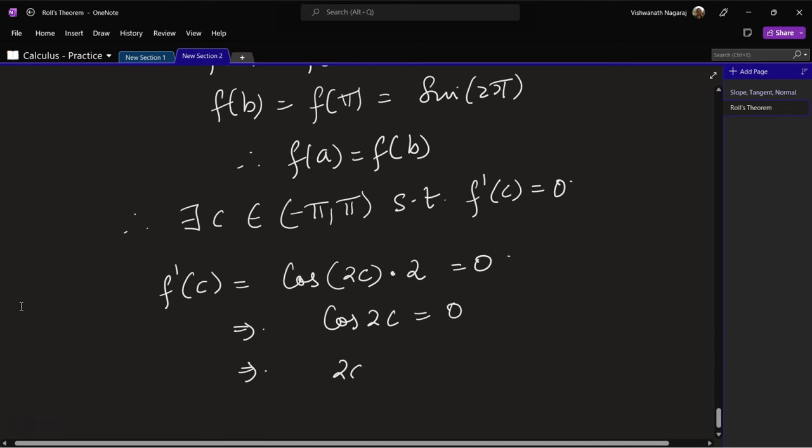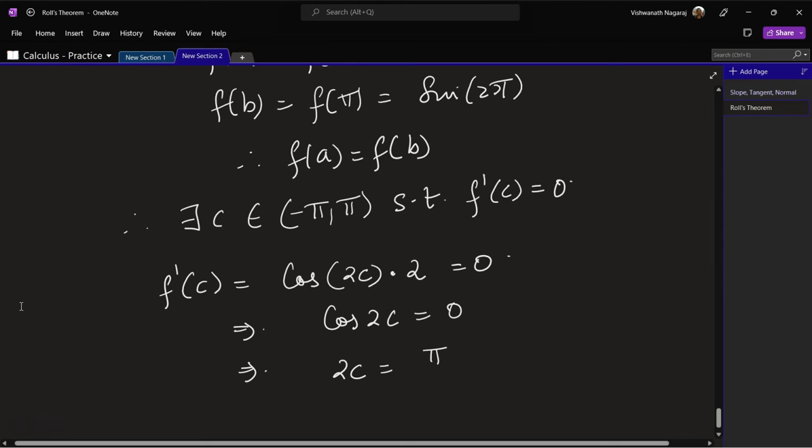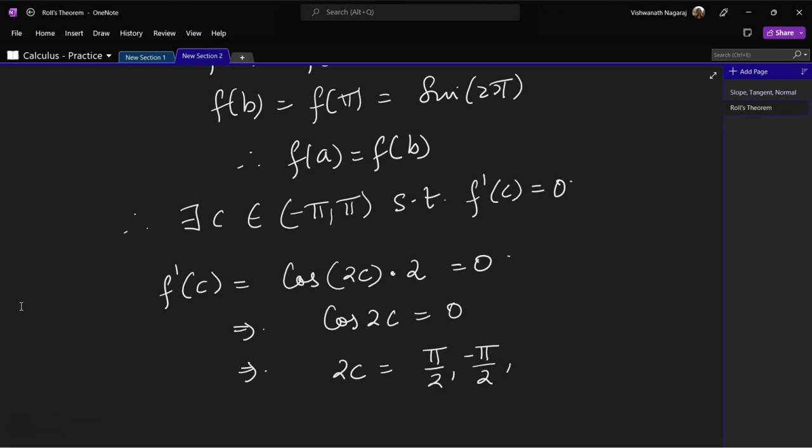which implies 2c is equal to. Now we have to figure out when cos is 0. So cos is 0 at pi by 2, which means it is going to be also 0 at minus pi by 2. Then it is also 0 at 3 pi by 2 and minus 3 pi by 2. Yes, it's a simple thing. If it is 0 at this point, and if we keep going, it is again 0 at this point.